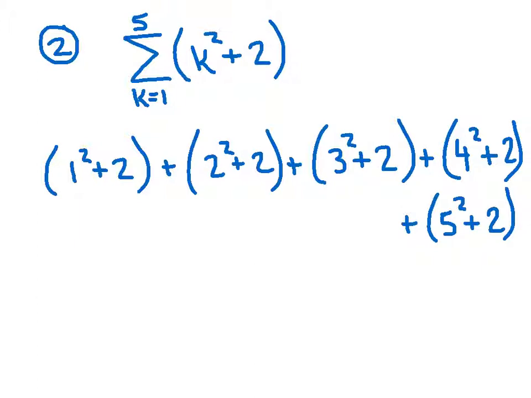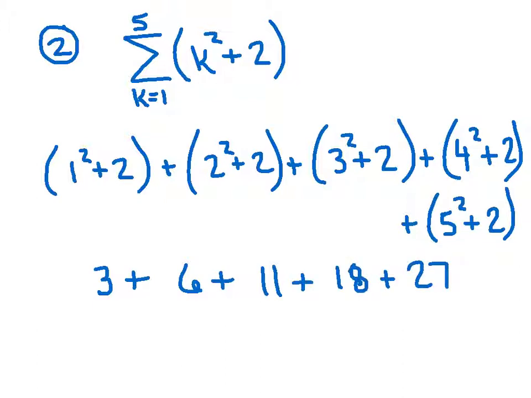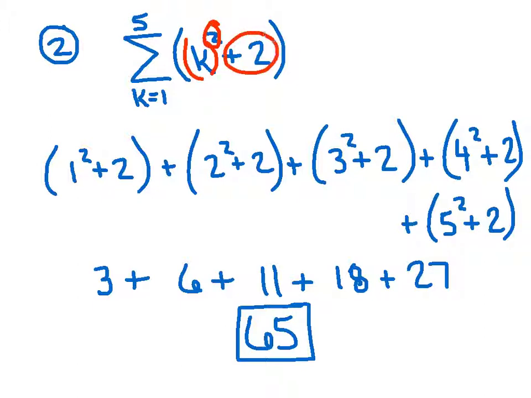Notice the square didn't change, the plus 2 didn't change, only the value of k changes. If we clean this up a little bit, my first term's 3, my second term's a 6, my third term's an 11, my fourth term's an 18, and my fifth term there is a 27. Add those all up, I think I've got a 65. Hopefully you agree with that. I think that's hopefully pretty clear. We're just continuously substituting values in for k. Again, the square doesn't change from term to term. The plus 2 doesn't change from term to term.